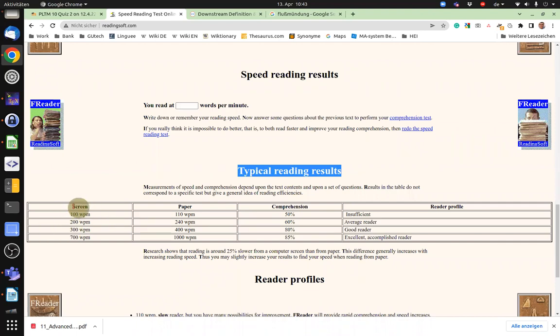So according to this table, when you read a text on the screen and you read 100 words per minute, and you have a comprehension rate, you understand 50%, then your reader profile is called insufficient by this company. On the other hand, if on paper you're able to read 1,000 words per minute, WPM, words per minute, and you understand 85% of what you have read, you're considered an excellent reader.